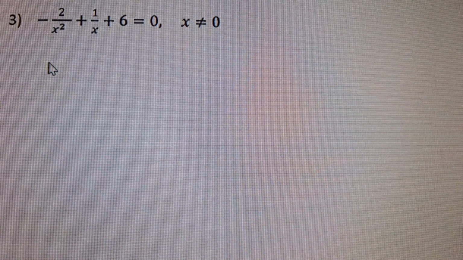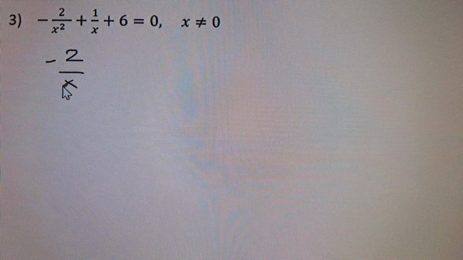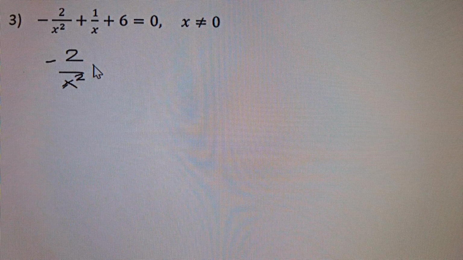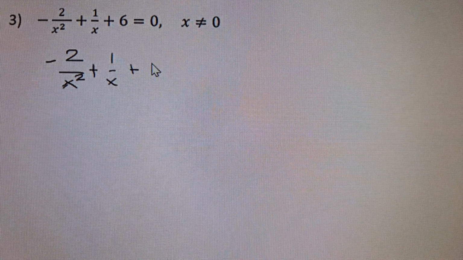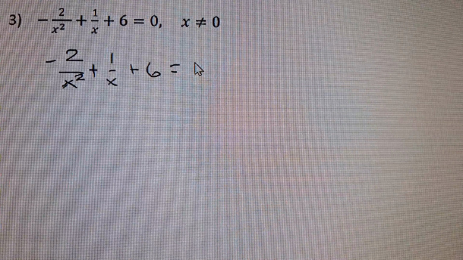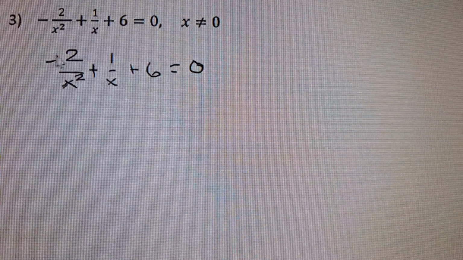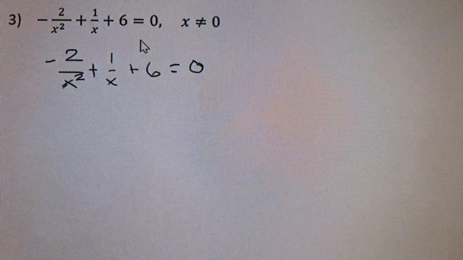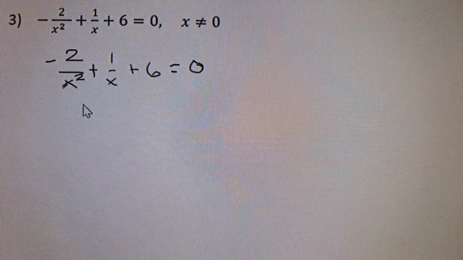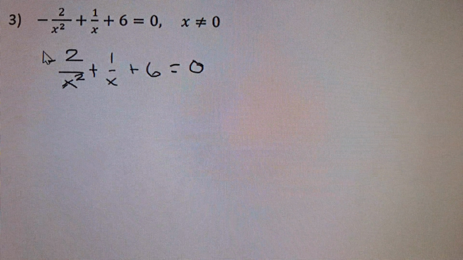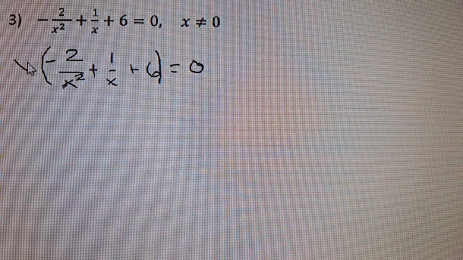So let's rewrite the problem statement. That would be minus 2 over x squared plus 1 over x plus 6 is equal to 0. Notice that there is a condition that x cannot be 0, because if it is 0, that means it goes undefined. So multiply both sides of the equation by x squared.